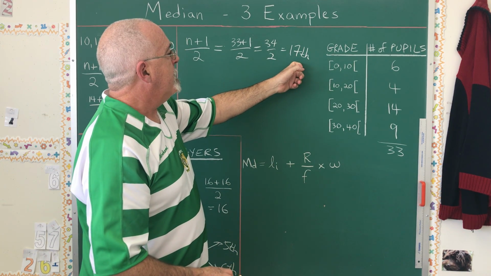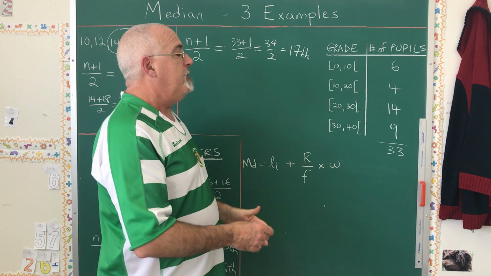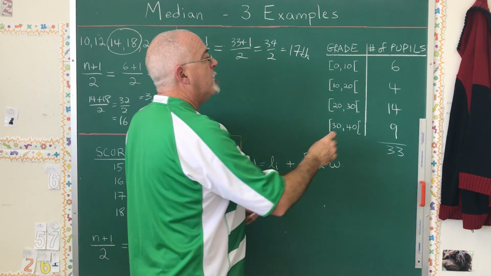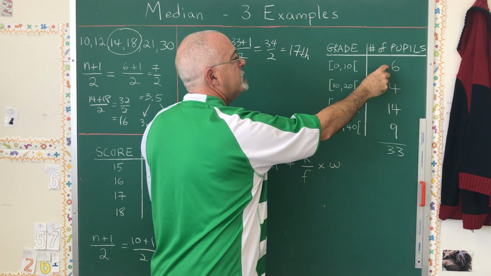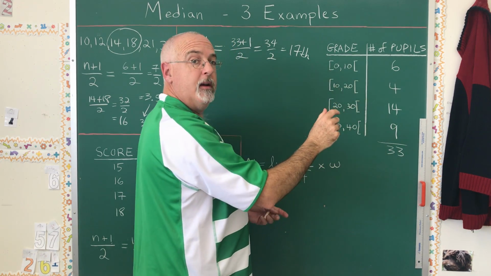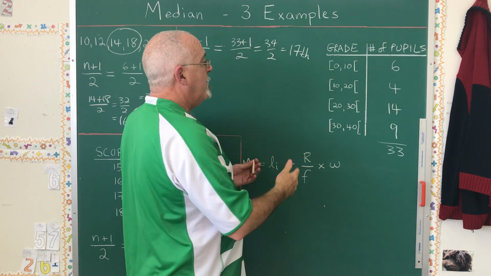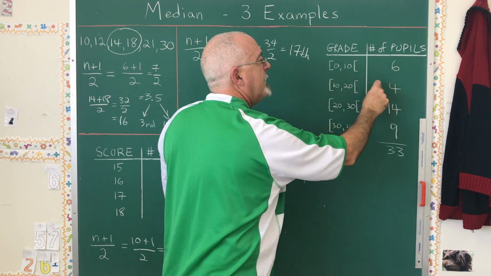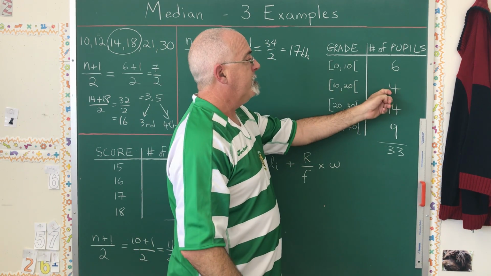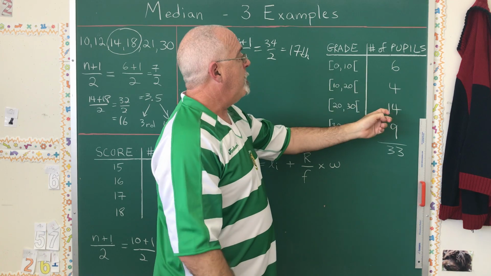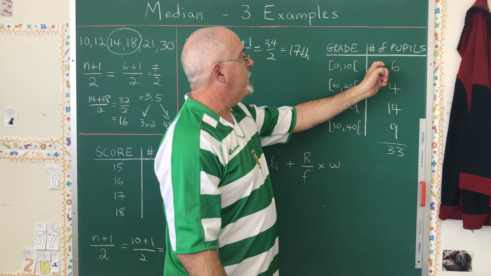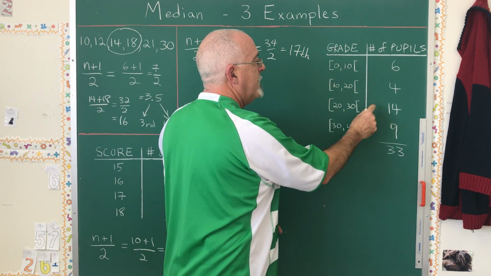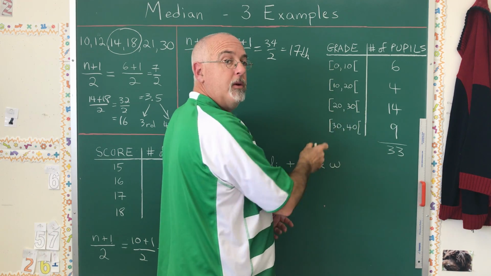We need to know that our median is the 17th value because the next step is to figure out which of these classes the median lands in. So what I do is I start counting from the lowest values. From 0 to 10, there are 6 values. We haven't reached our 17th yet. When we add 4 from the second class, we now have a cumulative frequency of 10. And we haven't reached the 17th yet. But when we add 14 to the 10, we now have a cumulative frequency of 24 values. We've passed 17. That means our 17th value is one of these 14 values that are somewhere between 20 and 30.